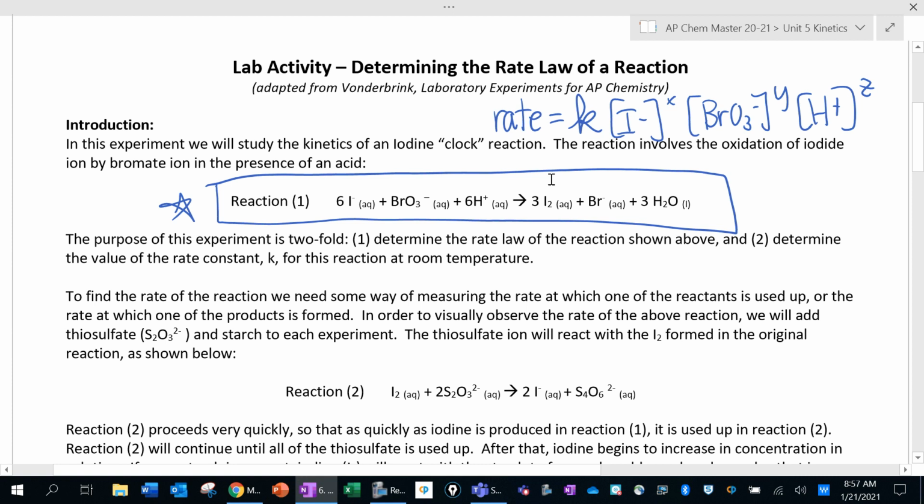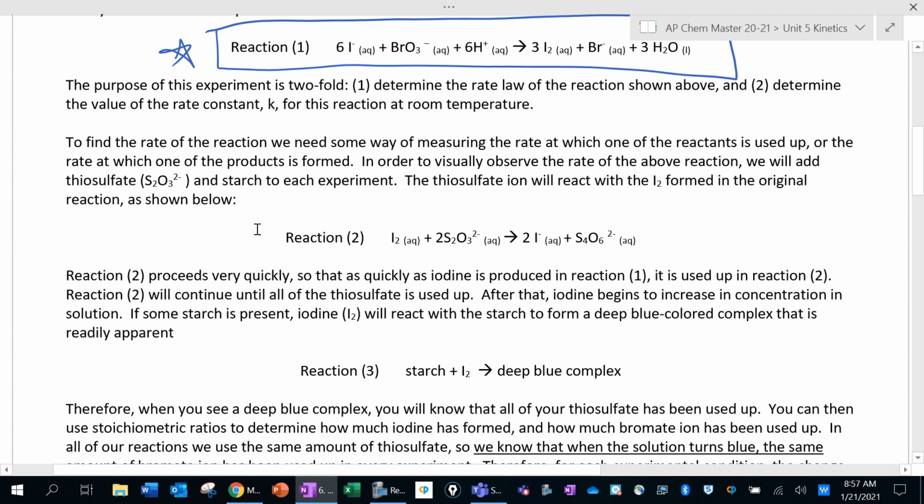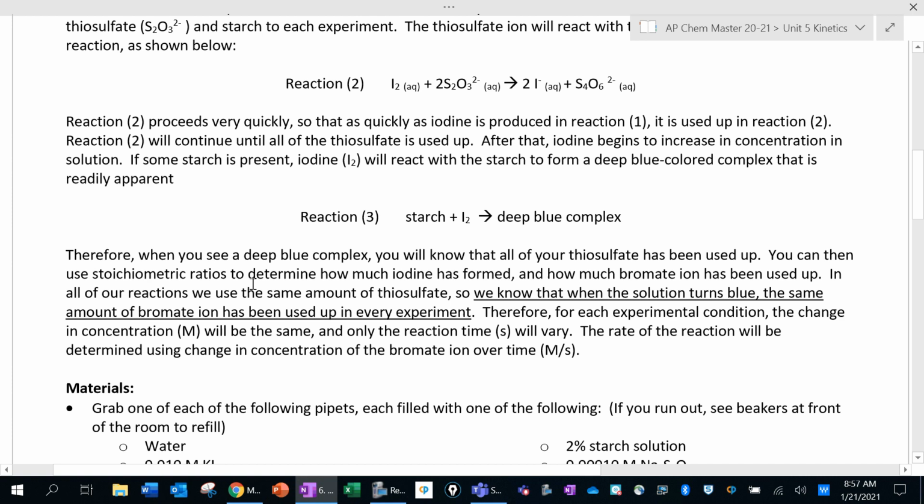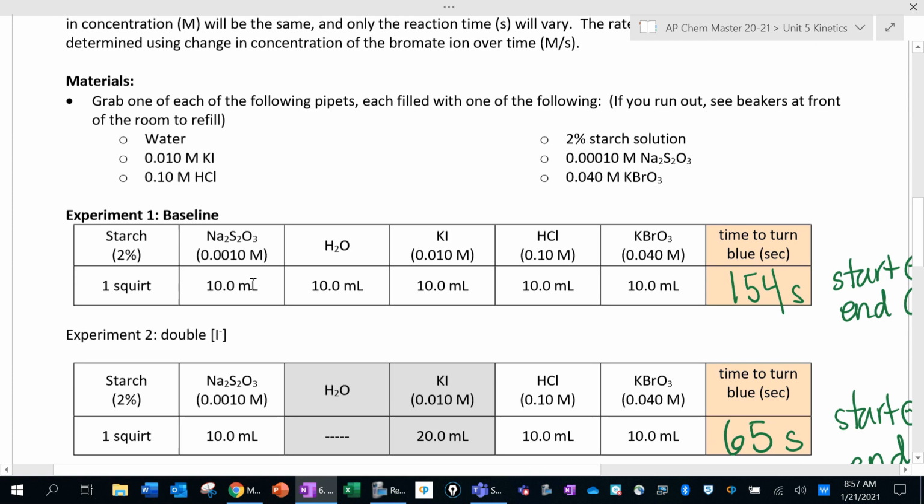And if you look at the lab, the way that we're going to measure this is we're going to measure the amount of time it takes for the reaction to turn blue under various experimental conditions. And this introduction talks a little bit more about the chemistry involved here, but I'm going to skip past that and just focus on the data interpretation.